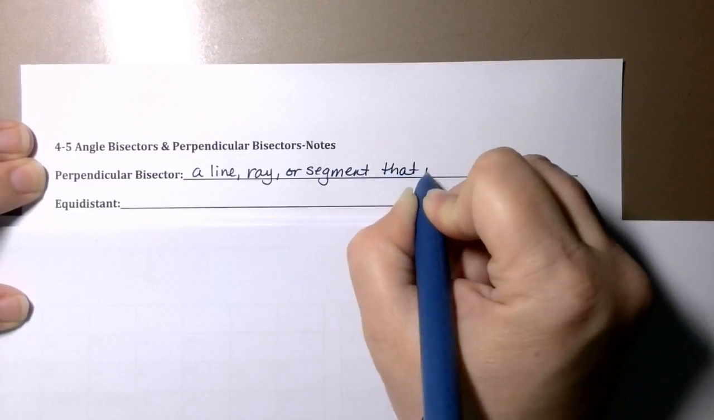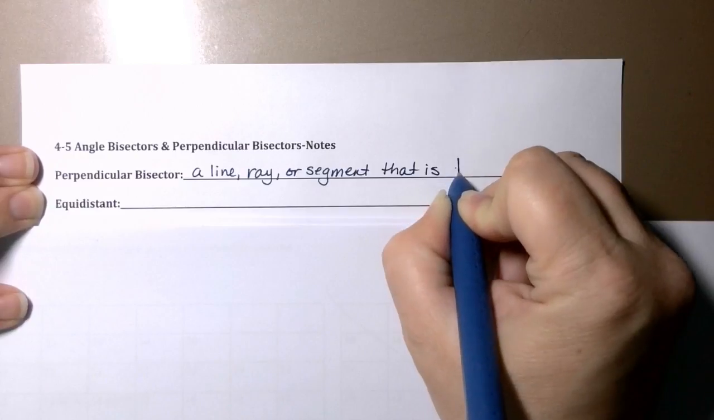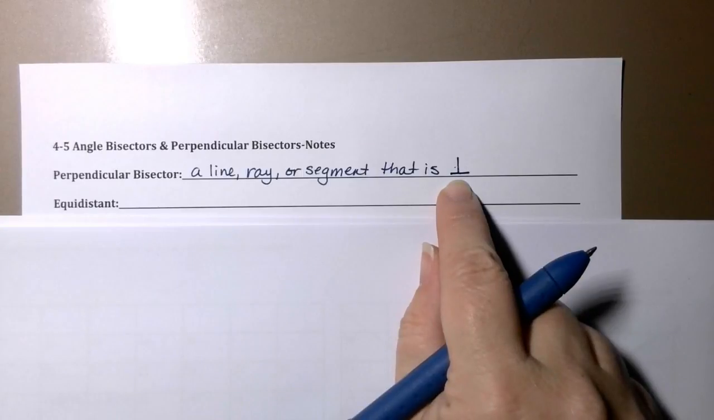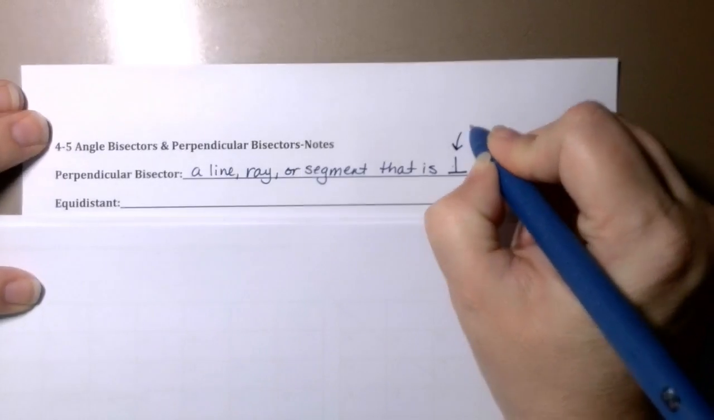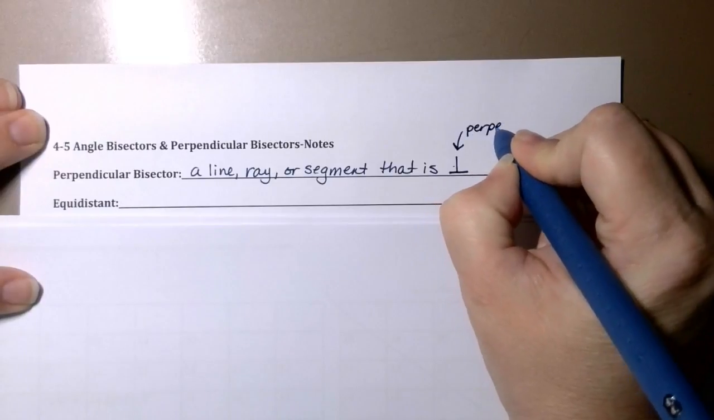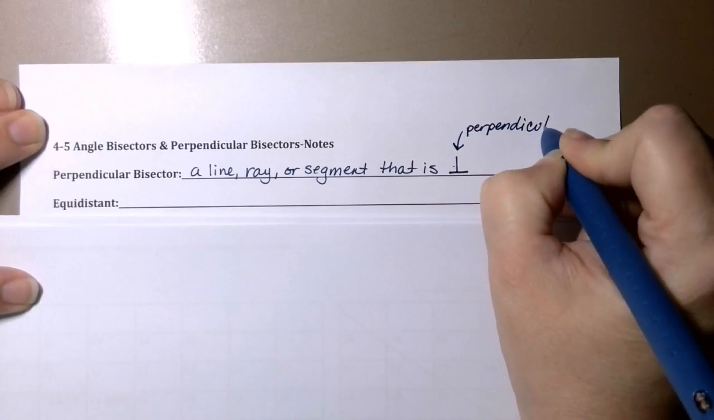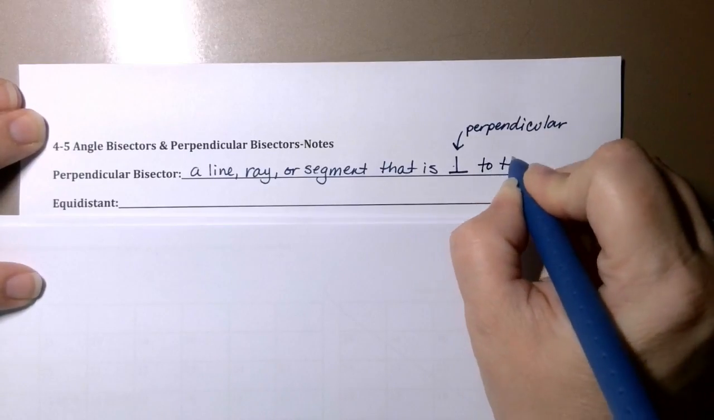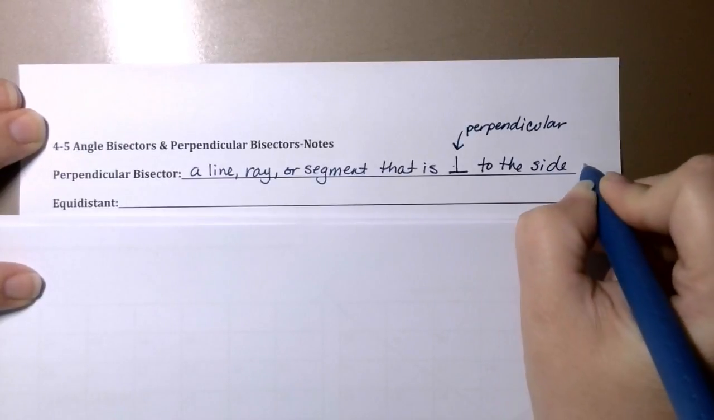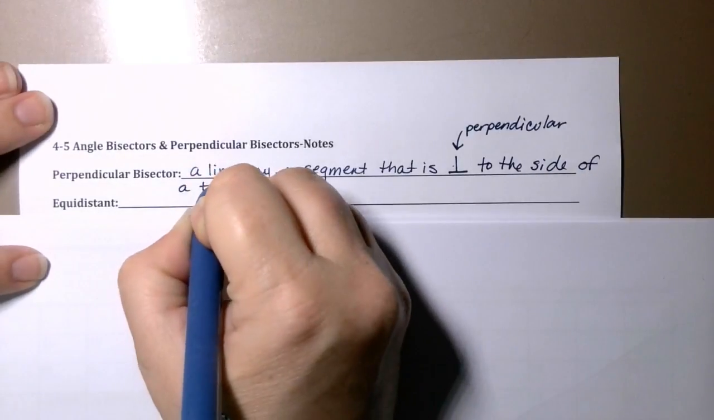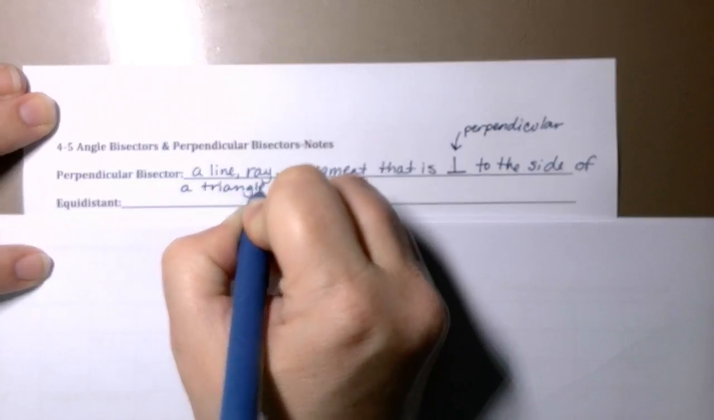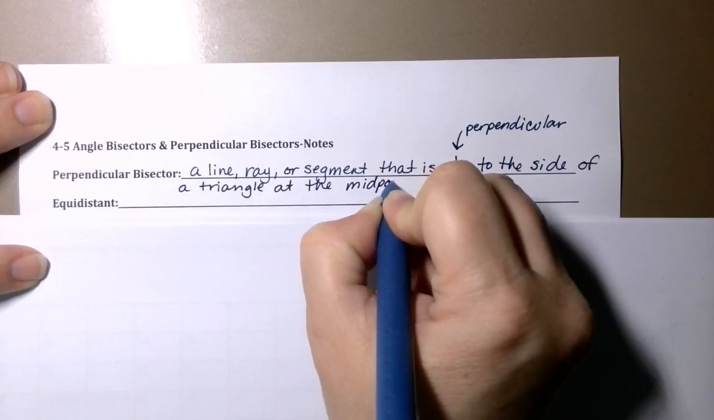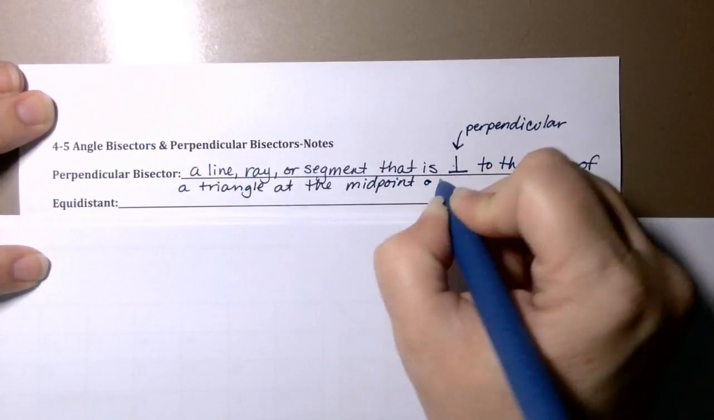that is perpendicular. This is the symbol for perpendicular. It's an upside down capital T. Right? Have you seen that before? Perpendicular to the side of a triangle at the midpoint of the side.